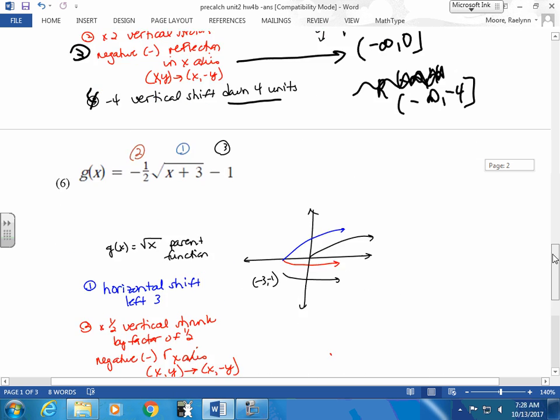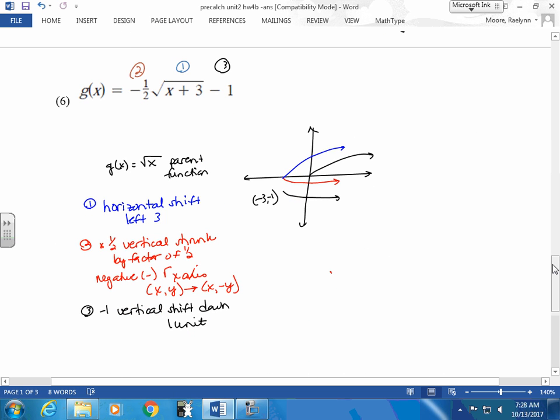It's nice when they have no change, but sometimes there's a lot going on. This one had a lot too. Start inside your radical. Inside your radical, horizontal shift, left 3. My radical is like one little arm. My radical has a lot going on. It has a domain from 0 to infinity. It has a range from 0 to infinity.